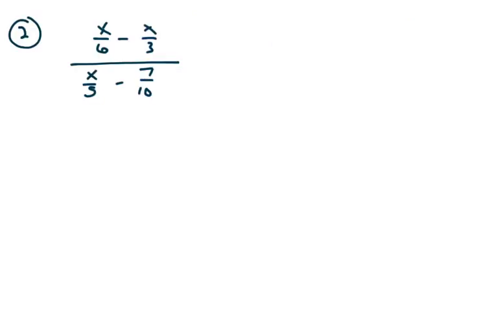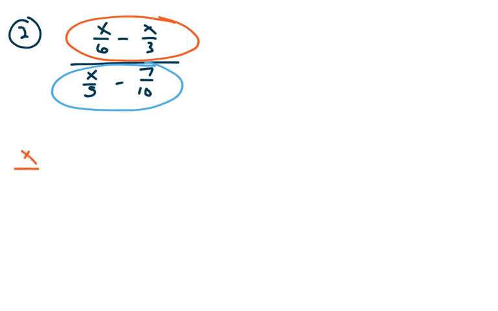x over 6 minus x over 3, all divided by x over 5 minus 7/10. Now, neither of these are simplified because there are two fractions in both the numerator and the denominator. So let's go ahead and try to simplify both. I'll do the numerator in red. I'll do the denominator in blue. We'll start with the numerator.